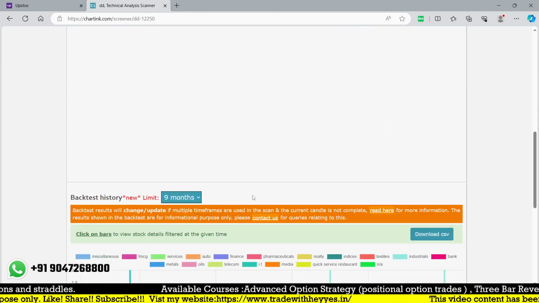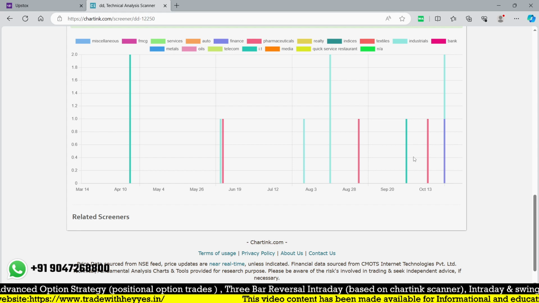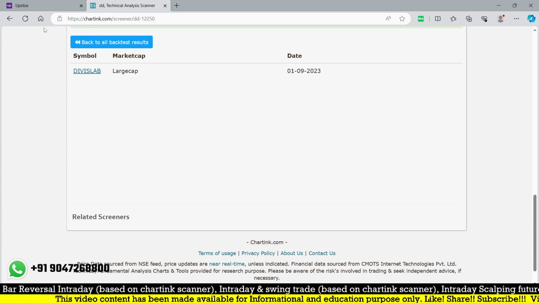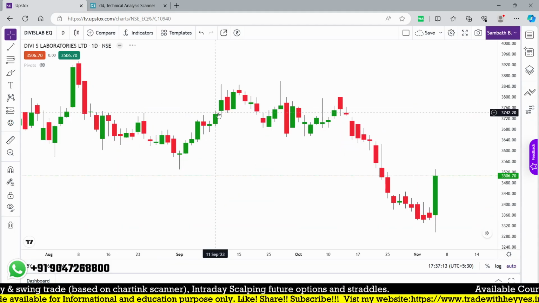If I run this, you can see the backtest. Even Federal Bank is not there, so only a few stocks. If you are decreasing the number, DV slab and 19. So let me go and check DV slab after the consecutive downtrend.